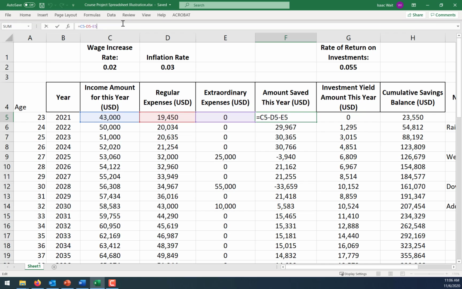Whether it's in your checking account or your savings account or a Roth IRA or a 401k, it doesn't matter where it goes. If you have funds that haven't been spent, then you've saved them.